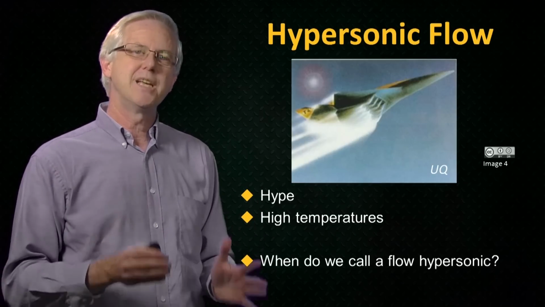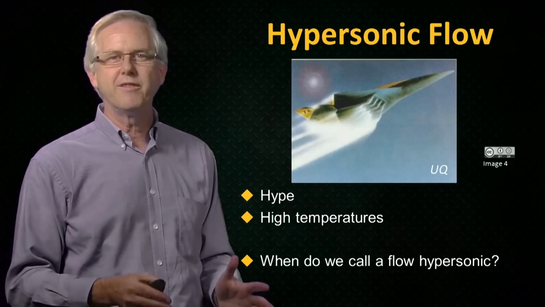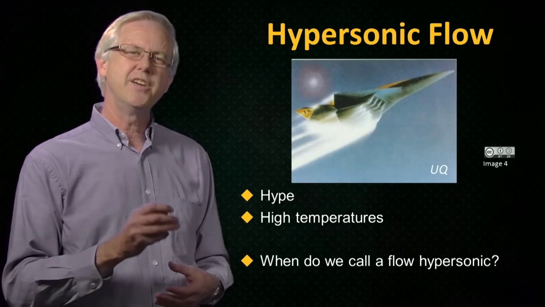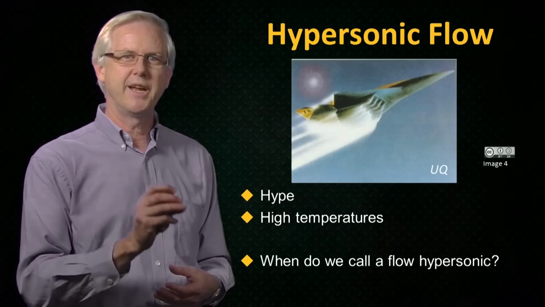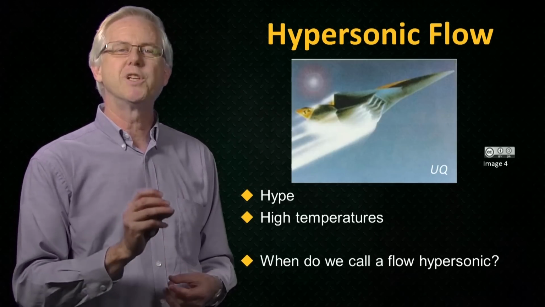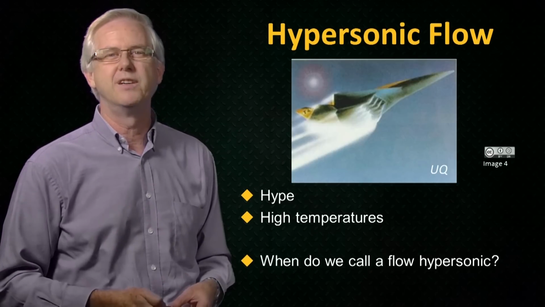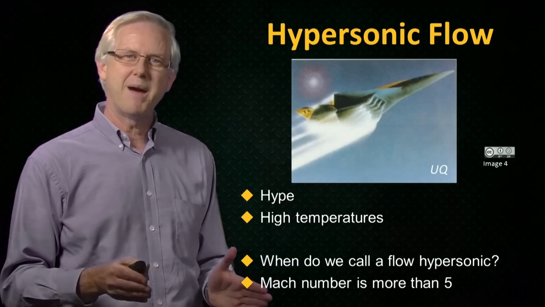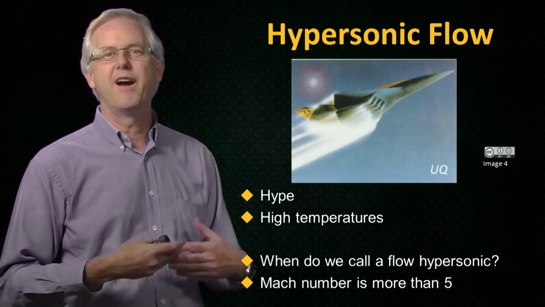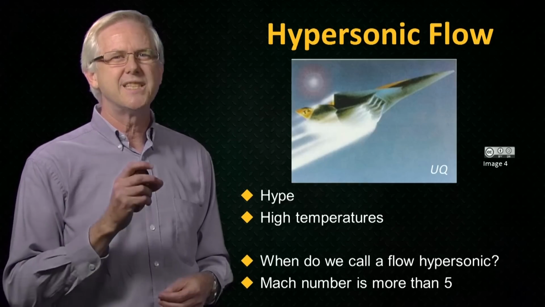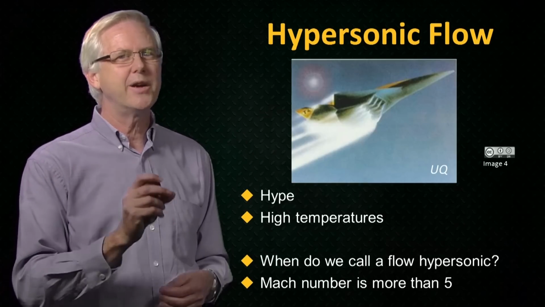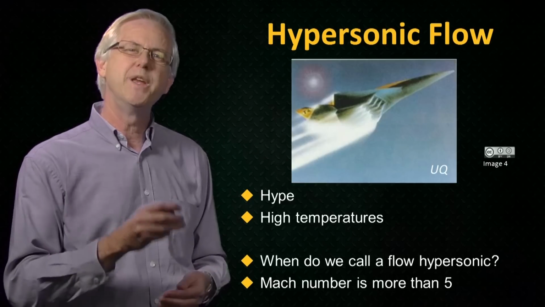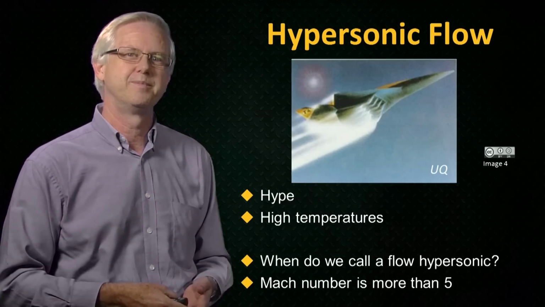So how fast does something have to be travelling before these sort of effects become important and we start calling the flow hypersonic? There's no distinct border between supersonic and hypersonic flows, but we usually set the demarcation at Mach 5, five times the speed of sound. So anything travelling at faster than Mach 5 is referred to as travelling at a hypersonic speed. It is at around this Mach number that the character of the flow is different enough from that at lower supersonic speeds that we need to start to look at it differently.